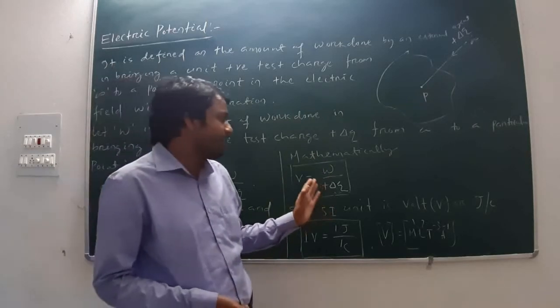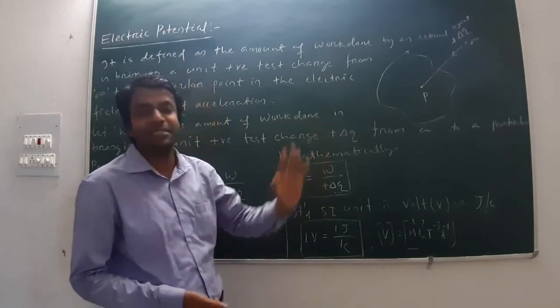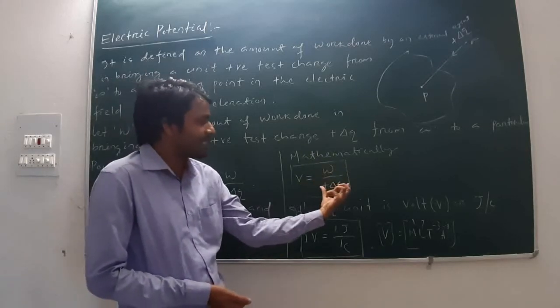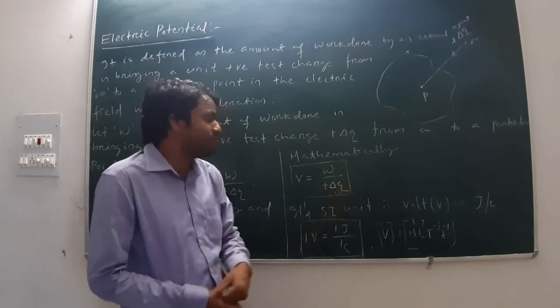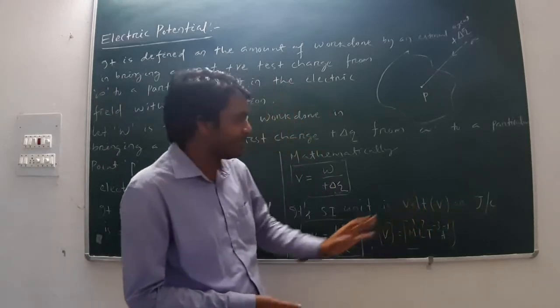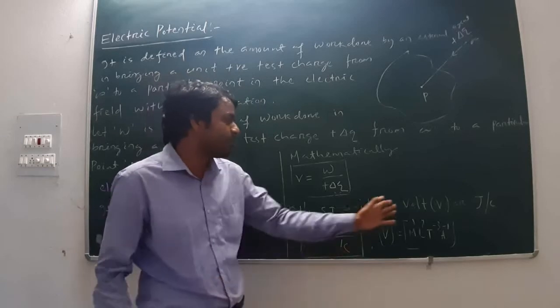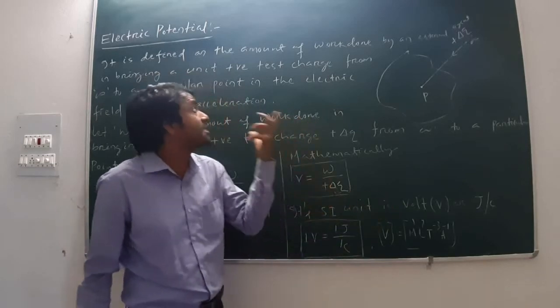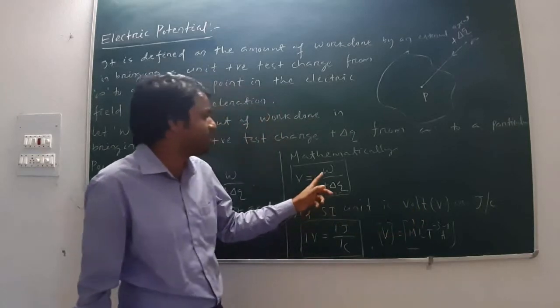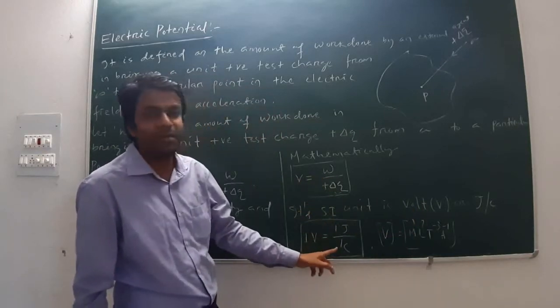Then I have to find the SI unit of electric potential. The SI unit of work done is joule and the SI unit of charge is coulomb, so joule per coulomb is known as the volt. Named after the scientist Volta, the SI unit of electric potential is volt. Means 1 volt is equal to 1 joule per 1 coulomb.